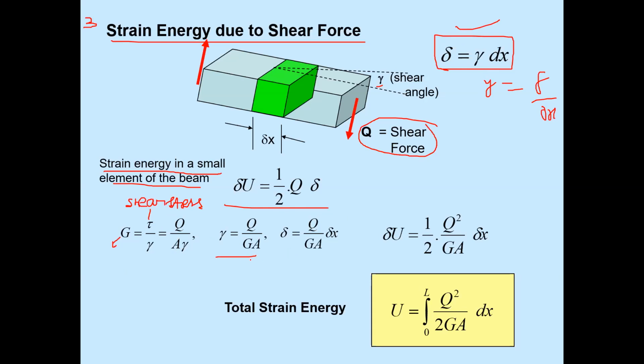Put it in this equation. Then what will we get? We will get this equation: delta is equal to Q upon GA delta x. Now put this equation in this. What we will get? Delta U is equal to half Q square upon GA into delta x. So total strain energy stored due to shear force is U equals integration from the limit 0 to L of Q square upon 2GA dx.